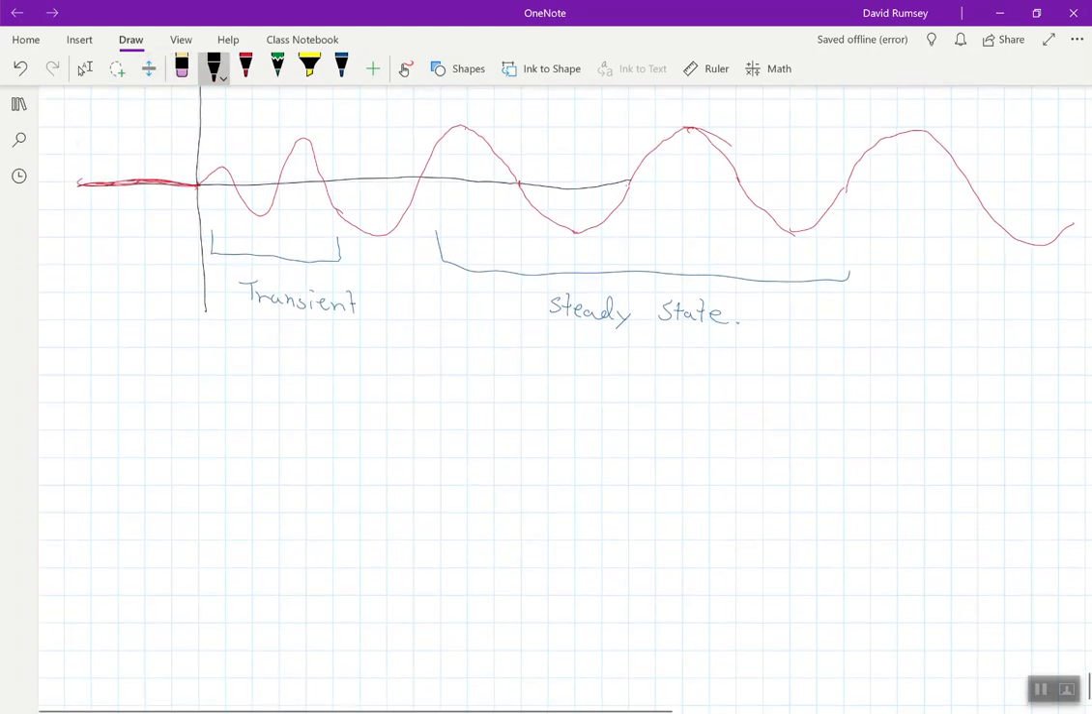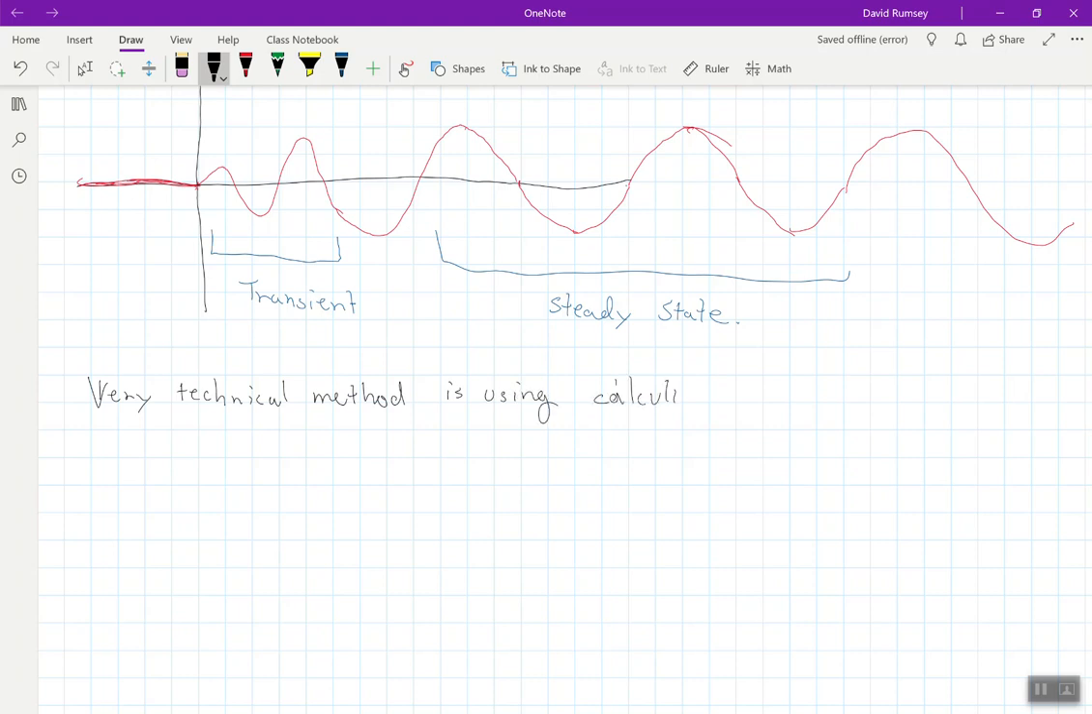Now, the technical way you solve these, the very technical method, is using calculus, differential equations, and some other stuff as well. But it becomes very tedious and difficult for no purpose.